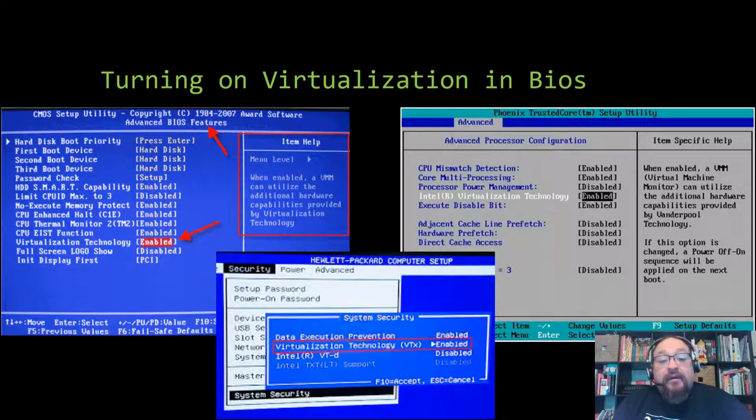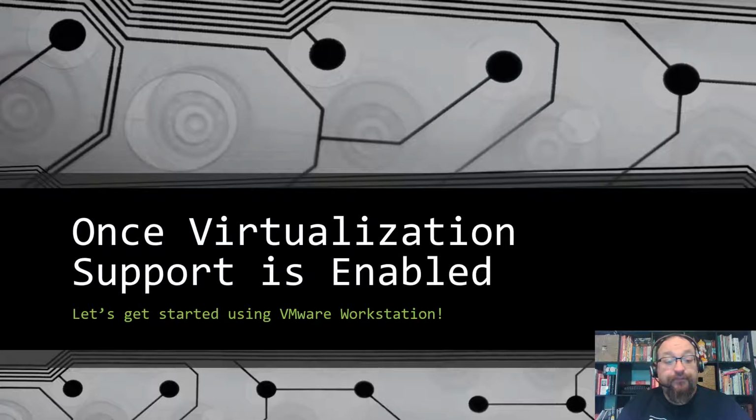And they'll look similar to this. We have Advanced BIOS Phoenix, even a Hewlett Packard or HP style, but we're all looking for the same thing, some sort of virtualization technology that says disabled that we need to change to enabled. And it'll tell you right here, when enabled, Virtual Machine Monitor can utilize additional hardware technologies, and will let you use virtualization software like Oracle VirtualBox or VMware Workstation, or even VMware Player, the free version of Workstation. So once it's enabled, we'll go ahead and get started.